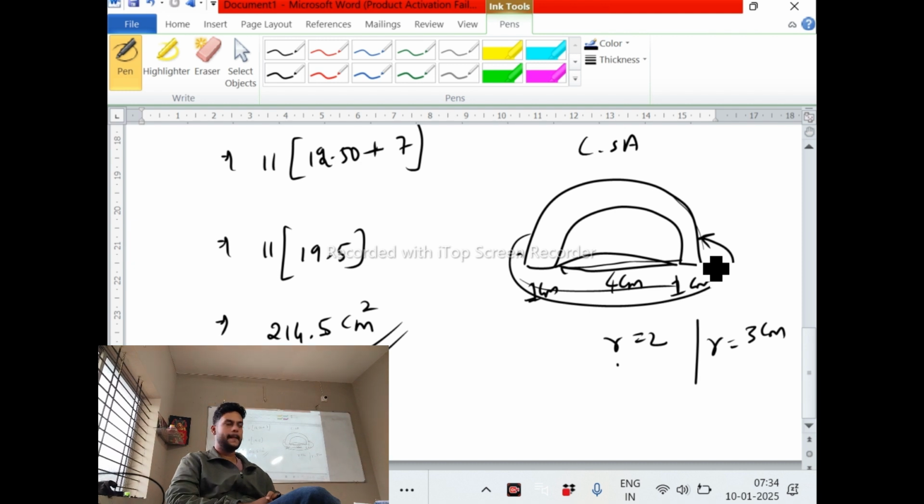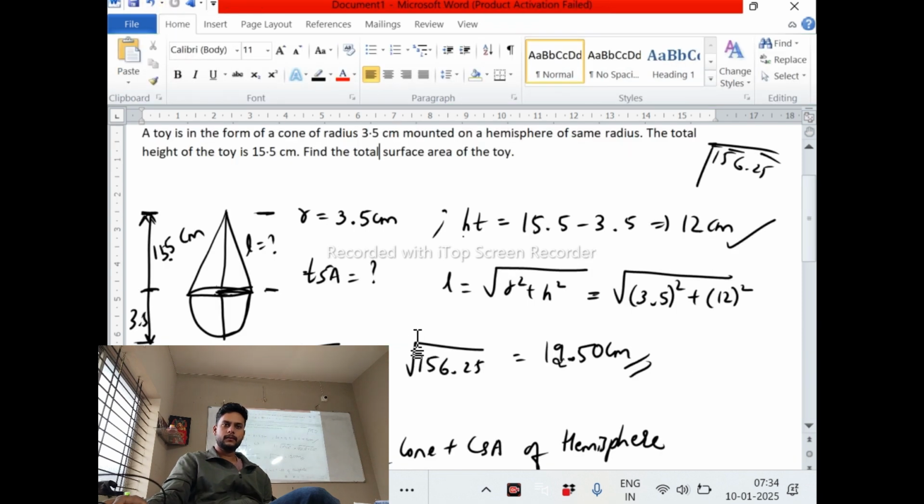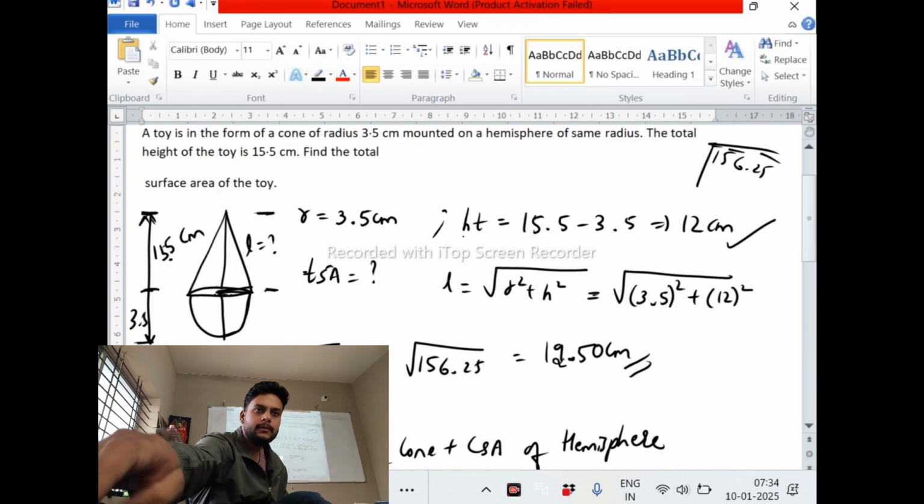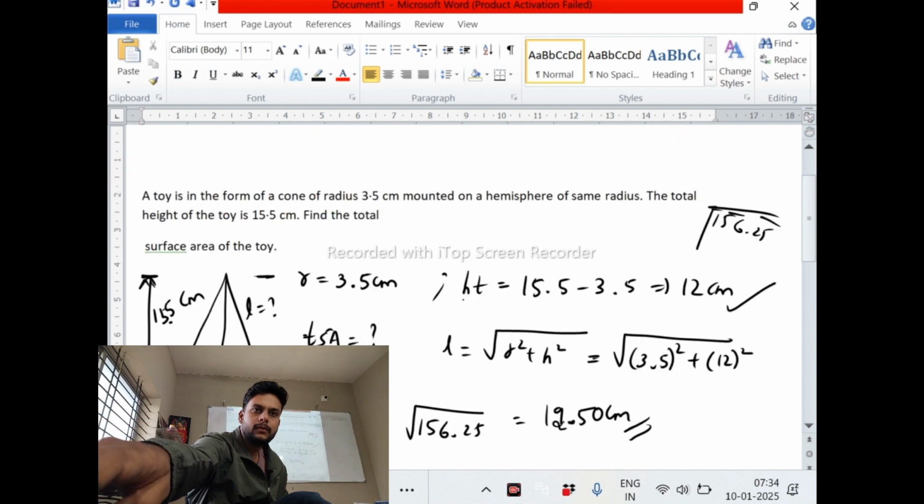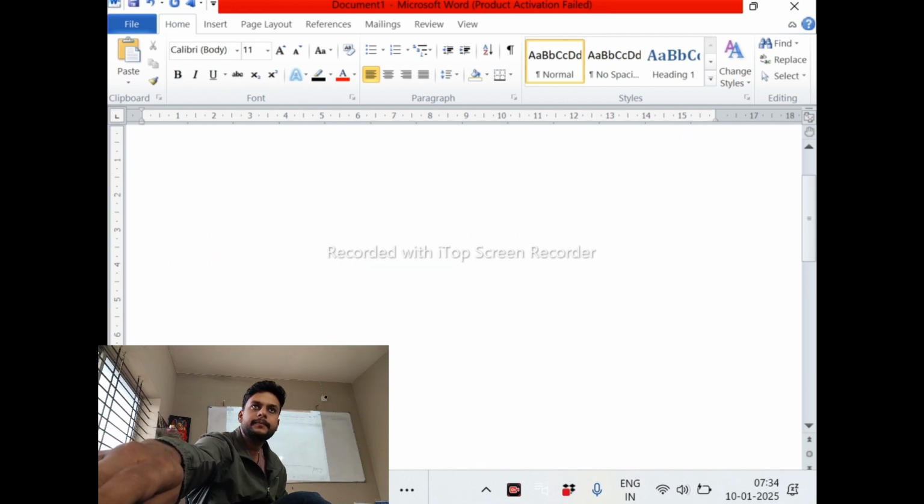Any doubts? CSA is a totally different concept. TSA is a totally different concept. Any doubts? Next.